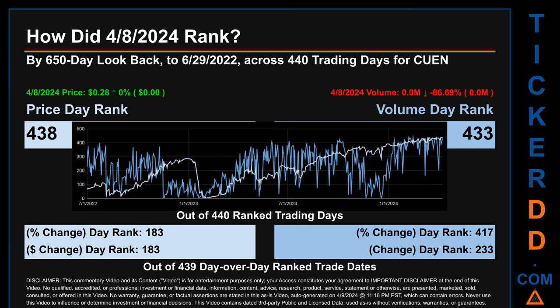The price's day-over-day percentage change, jumping 0% on the 8th of April 2024, had a day rank of 183 while its dollar difference of $0 had a rank of 183 when compared day over day across 439 trading days. Volume's percentage change and difference were ranked respectively at 417 and 233.